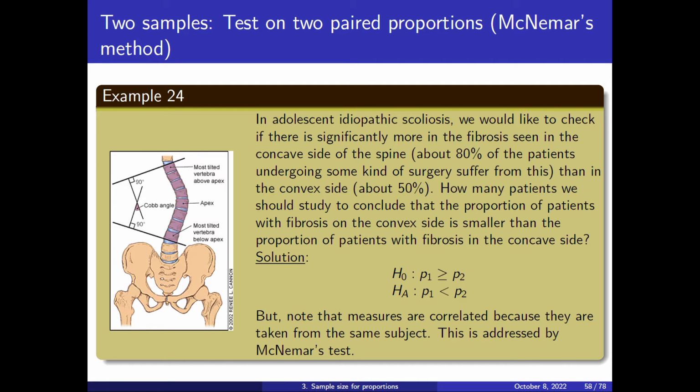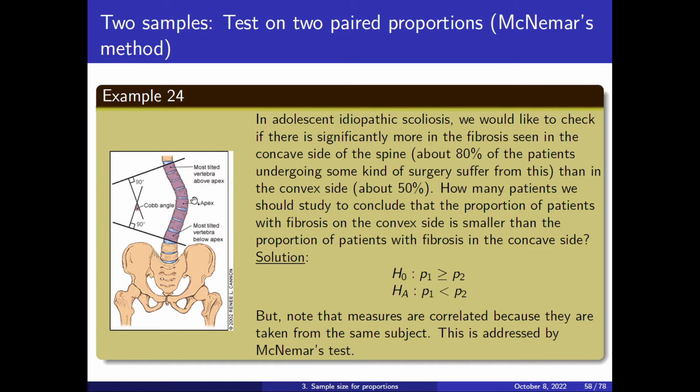We are a group who are analyzing adolescent idiopathic scoliosis. That is when young people have this shape of the backbone, and we want to see if there is significantly more fibrosis in one of the sides than in the other. So let's say that this is the concave side, and we want to see if there is more fibrosis here than there, or the opposite.